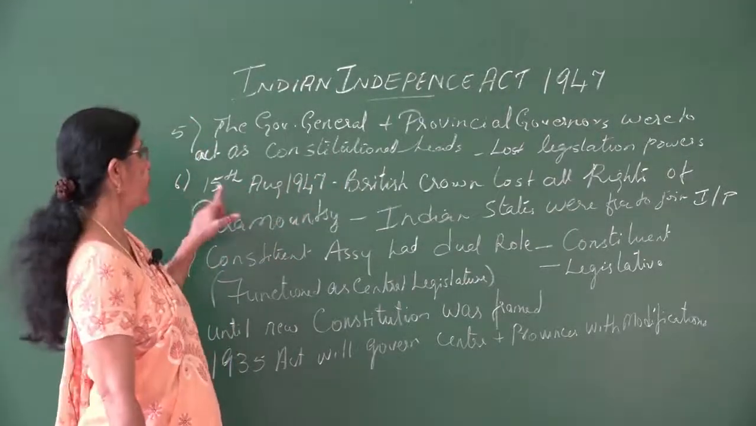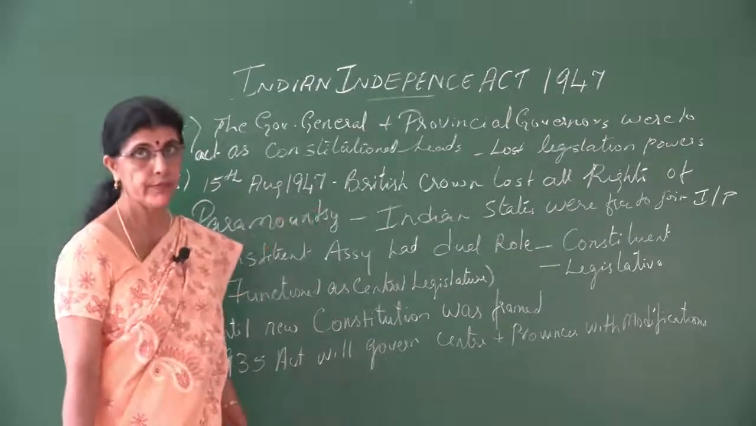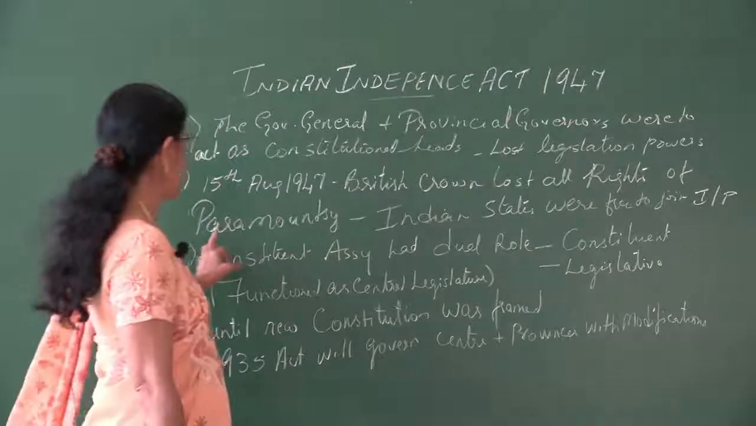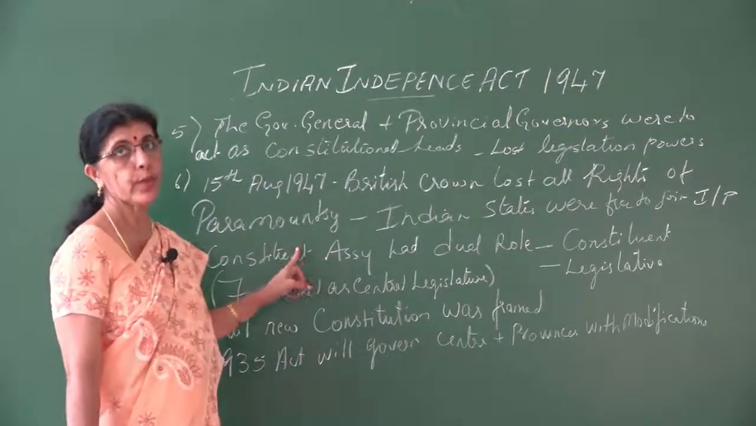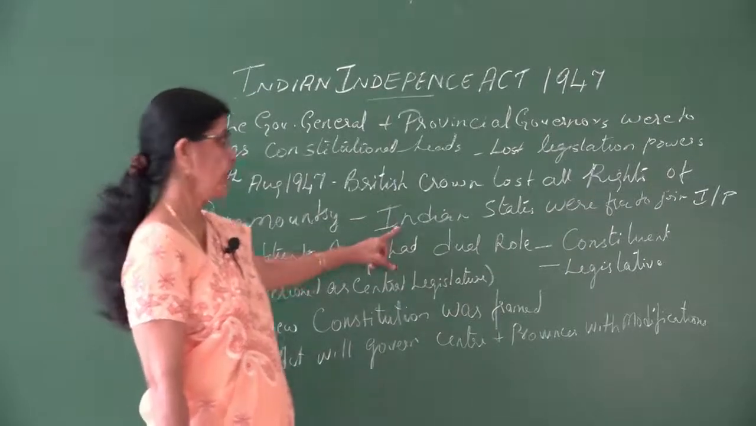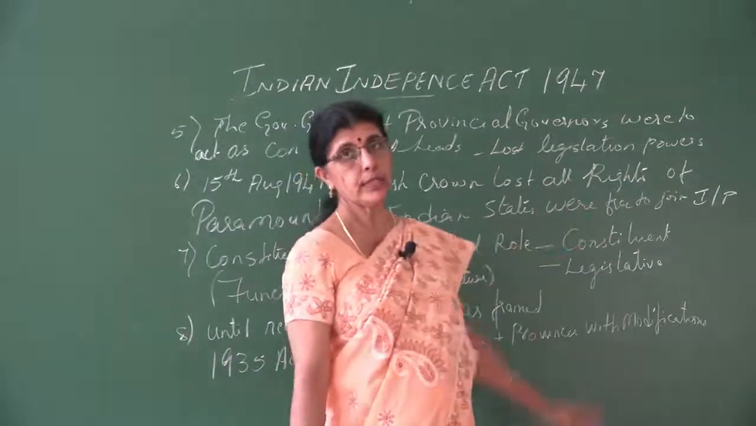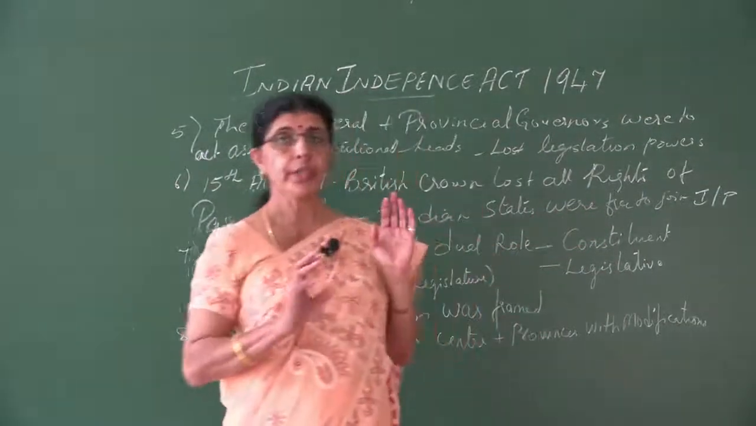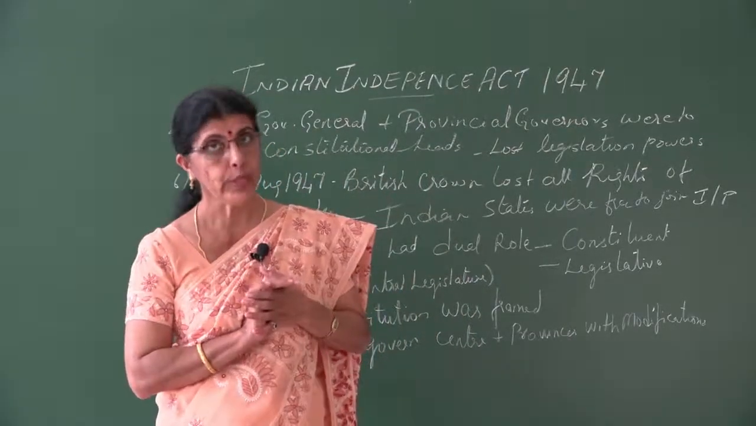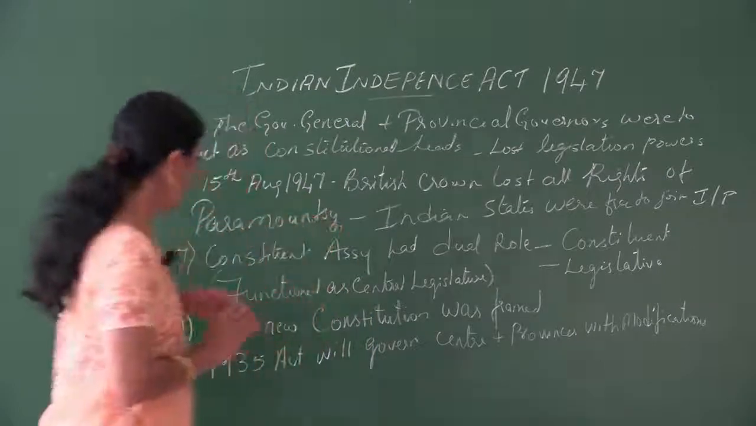Next point, from 15th August 1947, the British Crown loses all its rights of paramountcy. Paramountcy means supremacy of the British Crown, because the Indian states were asked to either join India or Pakistan as per their will, because there was no force.